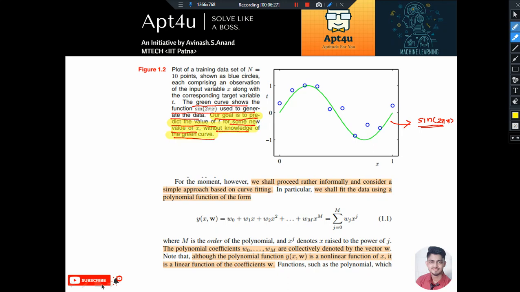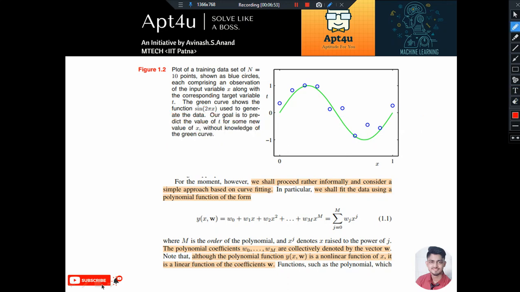So you have to assume that you don't have any knowledge of the green curve, and now suppose I choose a random point here, this value of x. What will be the value of t corresponding to it? Either the curve will be here and this will be the value of t, or this will be the value of t. This is what you need to find out, right? So this is the objective.